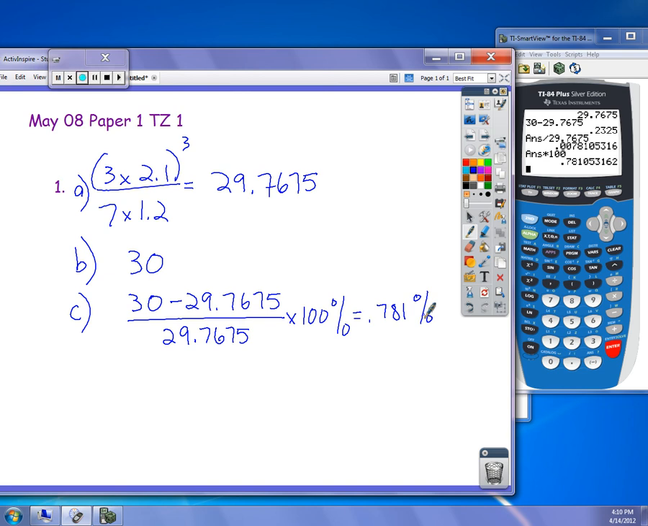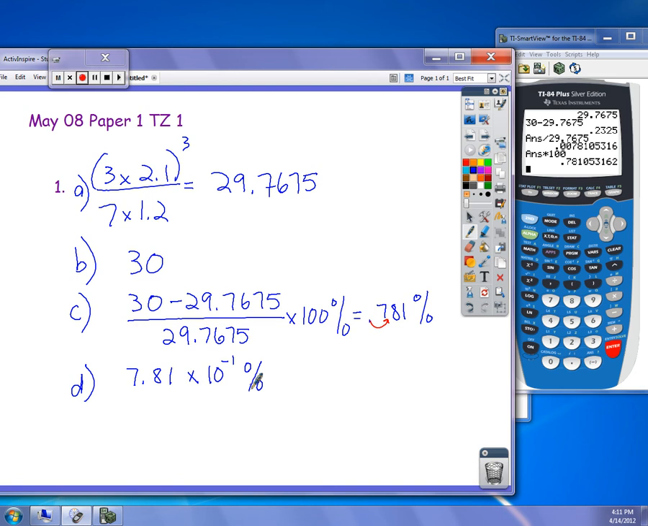In part D, you're asked to write your answer to part C using scientific notation. There are 2 ways you could write this answer. You could move the decimal from part C over 1 place, and you could write 7.81 times 10. You move the decimal to the right, so I'm going to say 10 to the negative 1. But don't forget to write the percent.